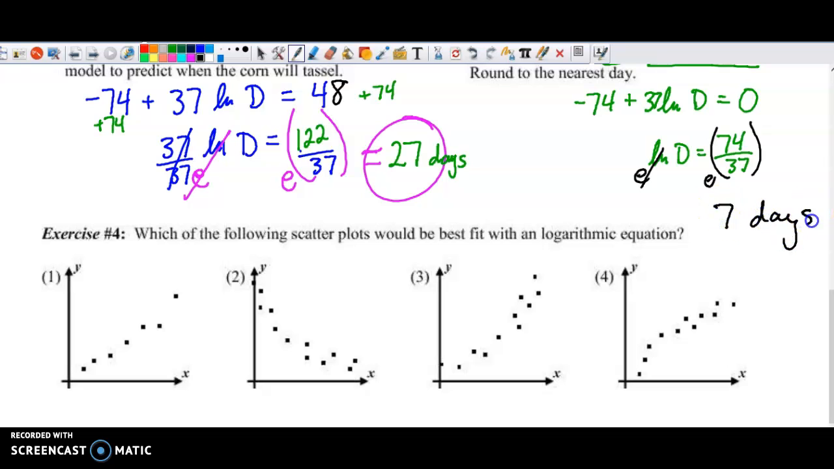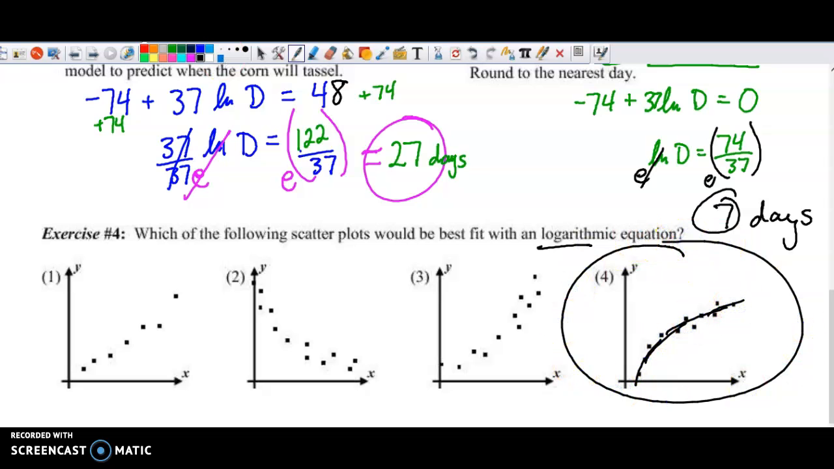And then the last question is, a logarithmic has this behavior. So we're looking at option 4. You should be ready for the homework now.